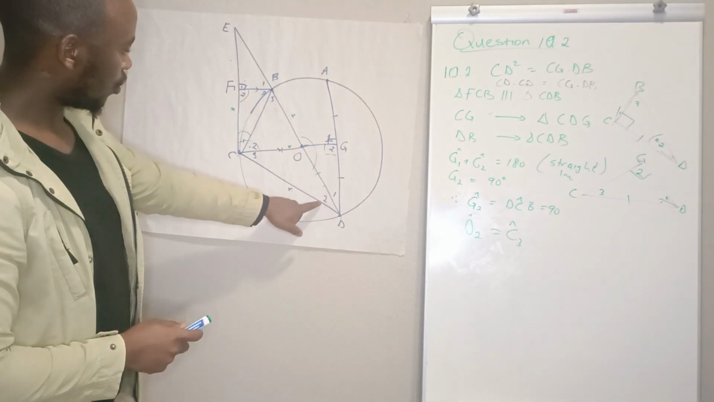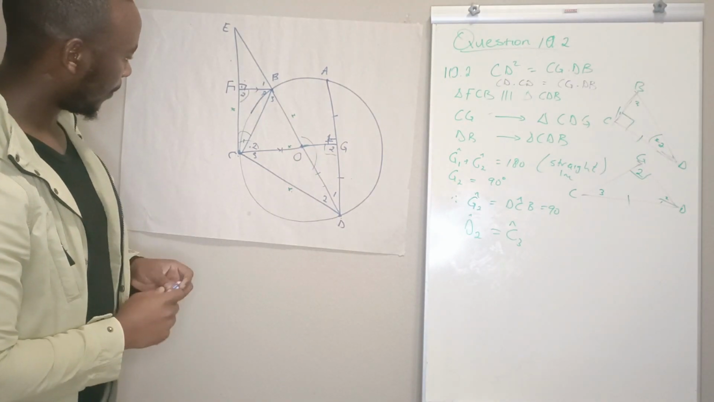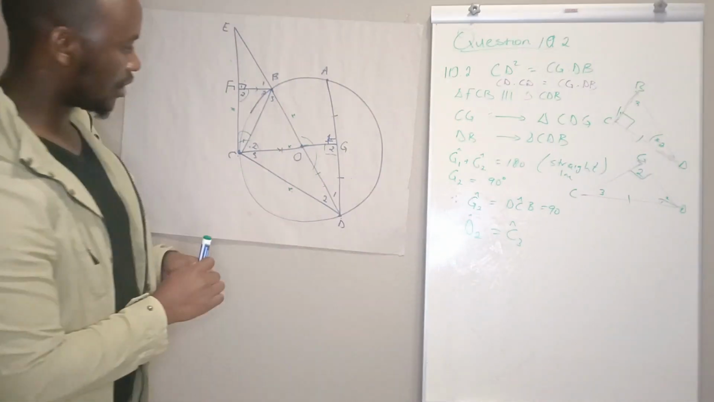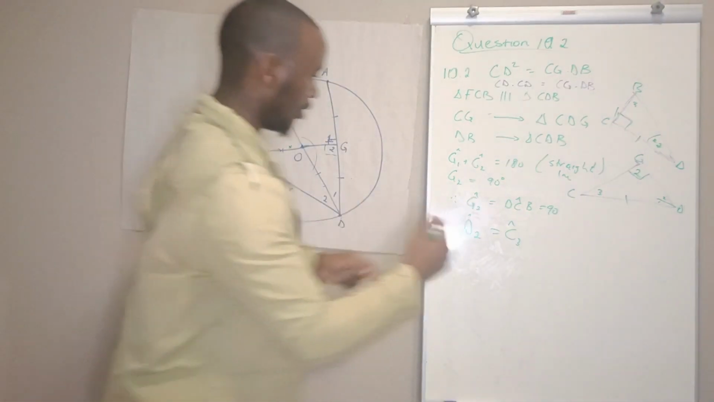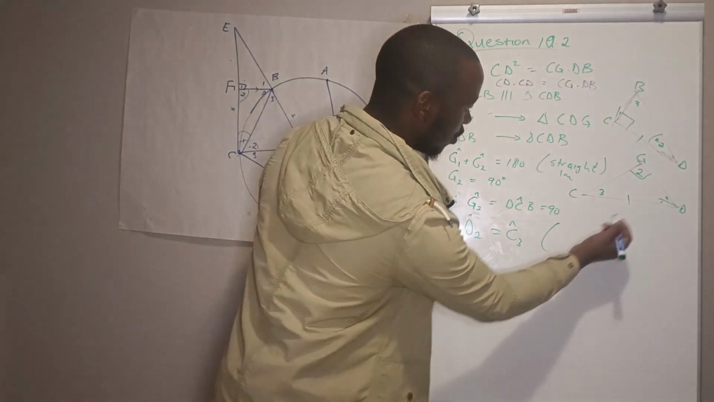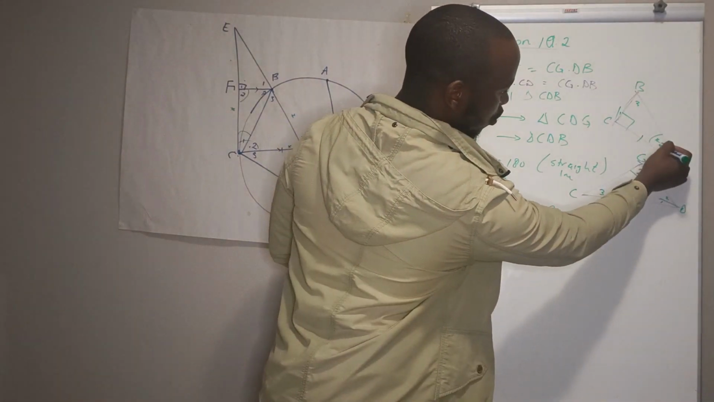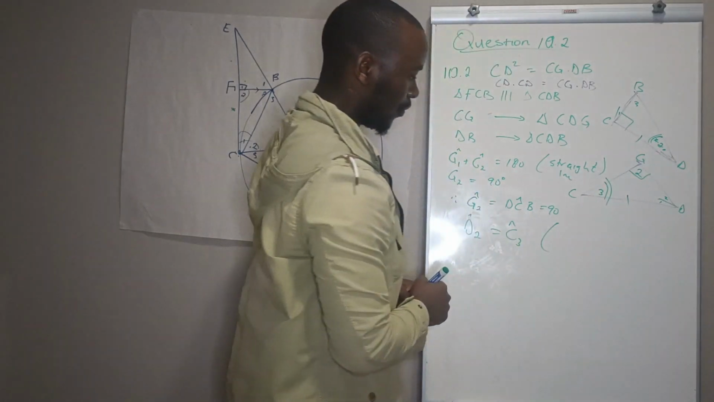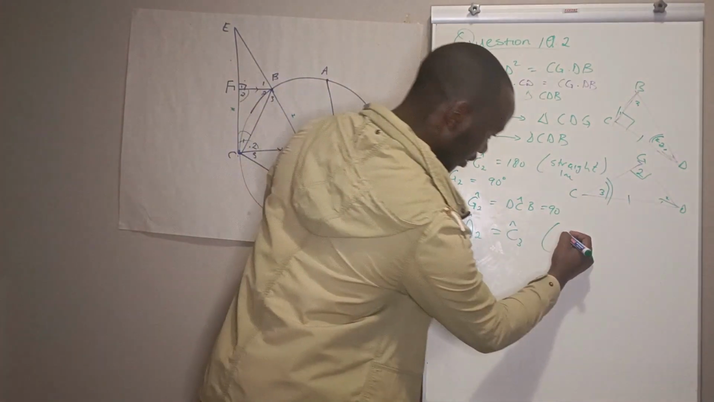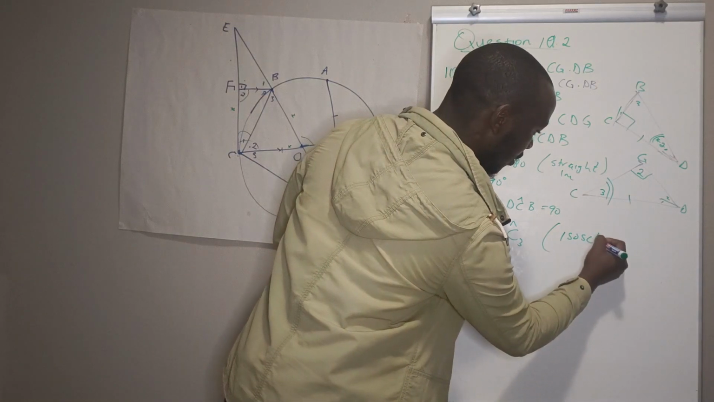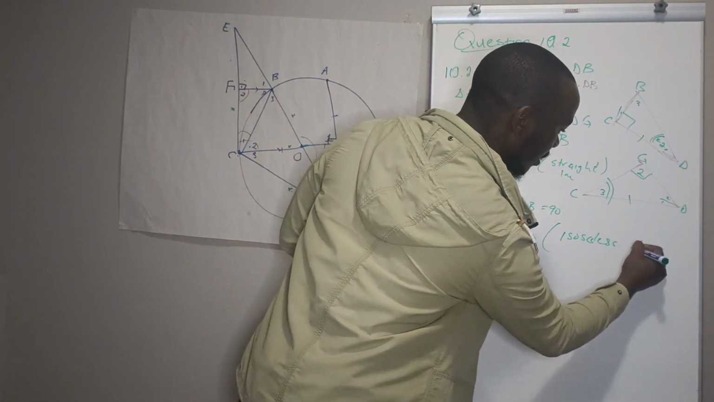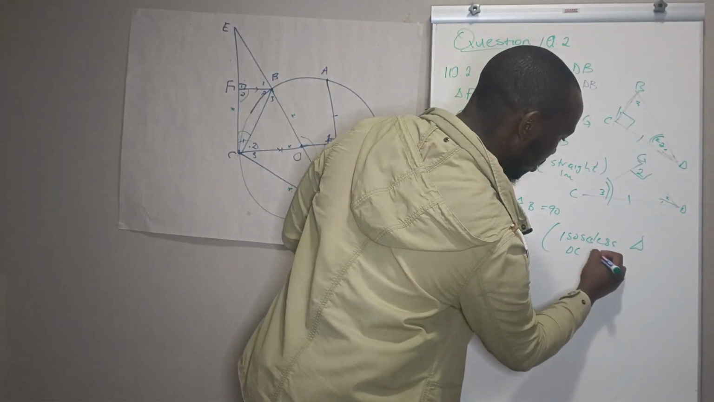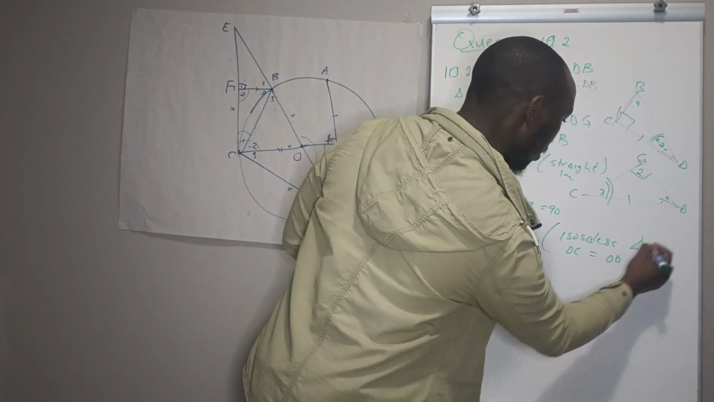So D2 should equal C3. So that's the first part. D2 equals C3, and then you put the reasoning. So we can see that this D2 here is equal to C3 in here. The reason is that it's an isosceles triangle because OC is equal to OD.